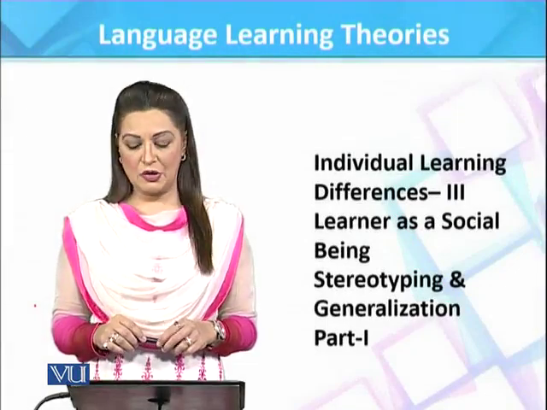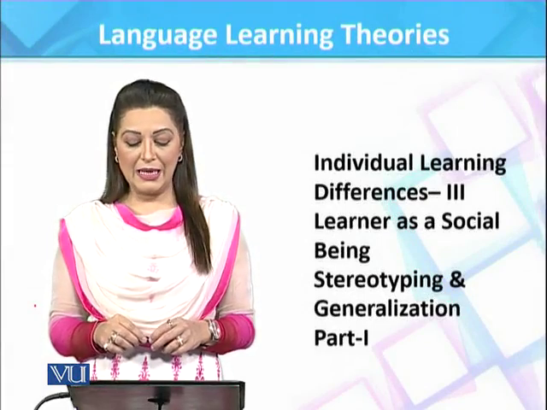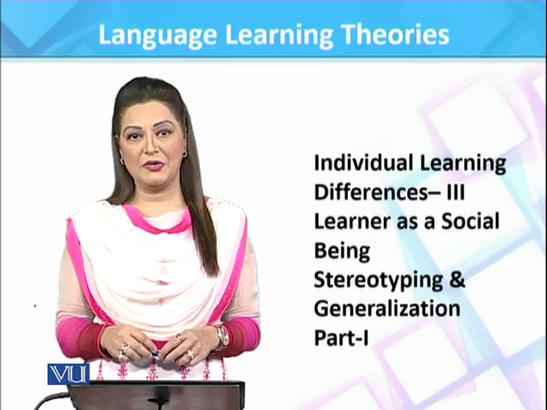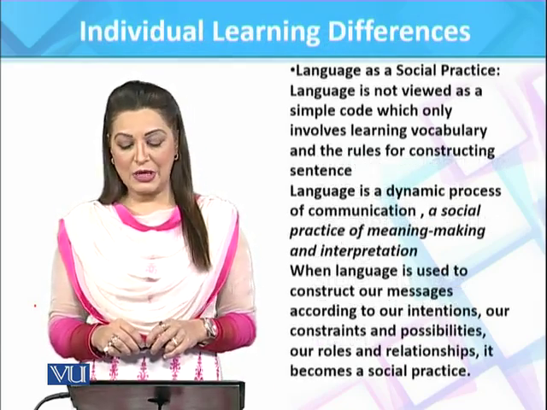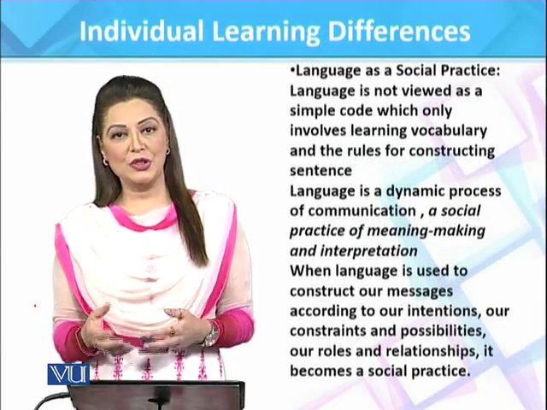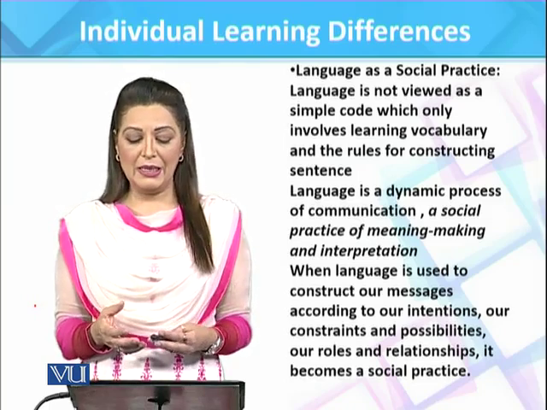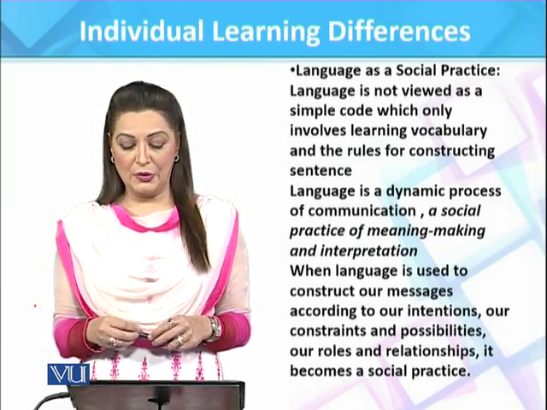The first part of individual learning differences 3 is learner as a social being, as well as the understanding of stereotyping and generalization. Language as a social practice. In order to understand learner as a social being, first of all, let's try to figure out what we mean by learning or language in the context of social scenario.